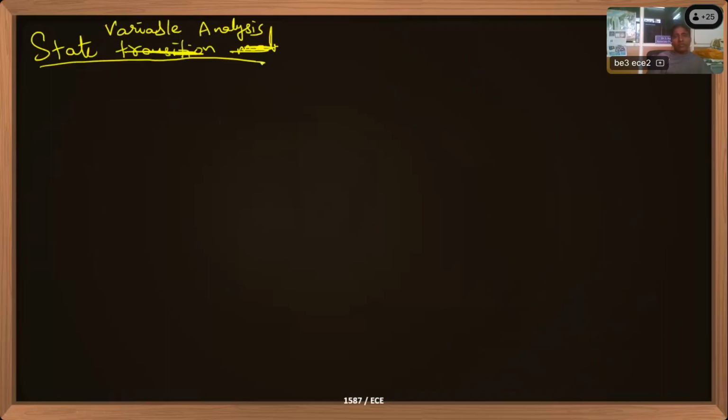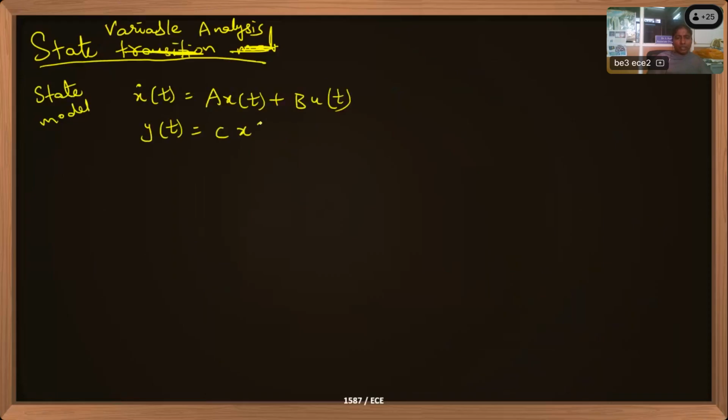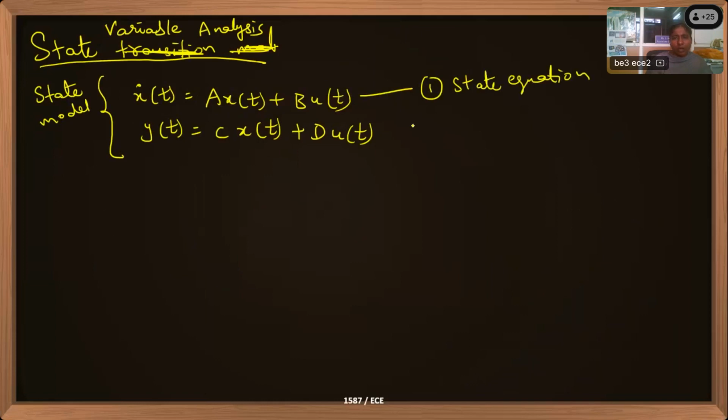Okay. So here we will have the state model. State model means x dot of t equal to A into x of t plus B into u of t, and the output equation y of t equal to C into x of t plus D into u of t. So this is about the state model. The first equation is called the state equation. These two together are called the state model. The first equation is the state equation and the second equation is the output equation.